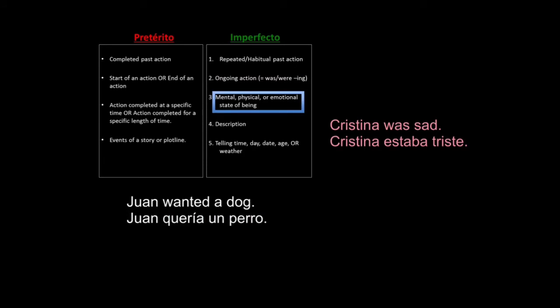Oftentimes, the imperfect tense is used when talking about things such as someone's mental, emotional, or physical state. Here are a few examples. Juan wanted a dog, or Juan quería un perro. In another example, we see Cristina was sad, or Cristina estaba triste. Both of these sentences describe emotional states in the past. The imperfect is used with these states of being because they are not generally thought of to be bound by time.